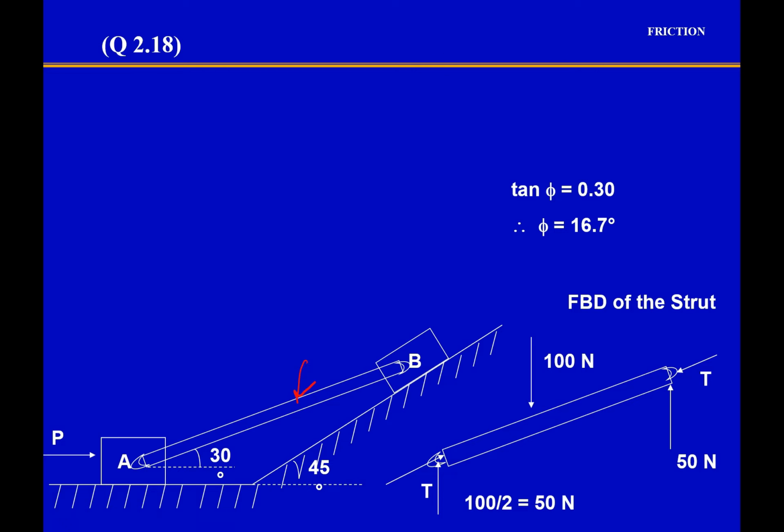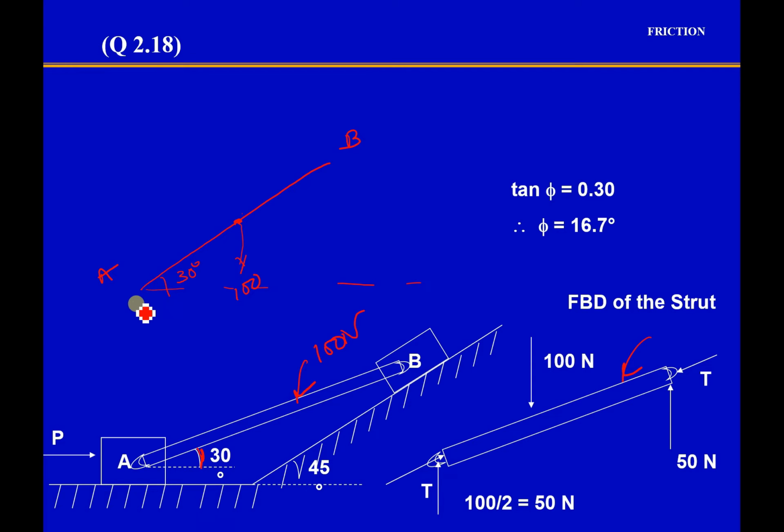Let's see what all forces are acting on the strut AB. If we just draw the free body diagram like this, this is point A and this is point B. So the weight of it we already knew, this was 100 newton. So the 100 newton weight would be acting through the center, right? And we see that this strut is making an angle of 30 degrees. So this angle is 30 degrees.